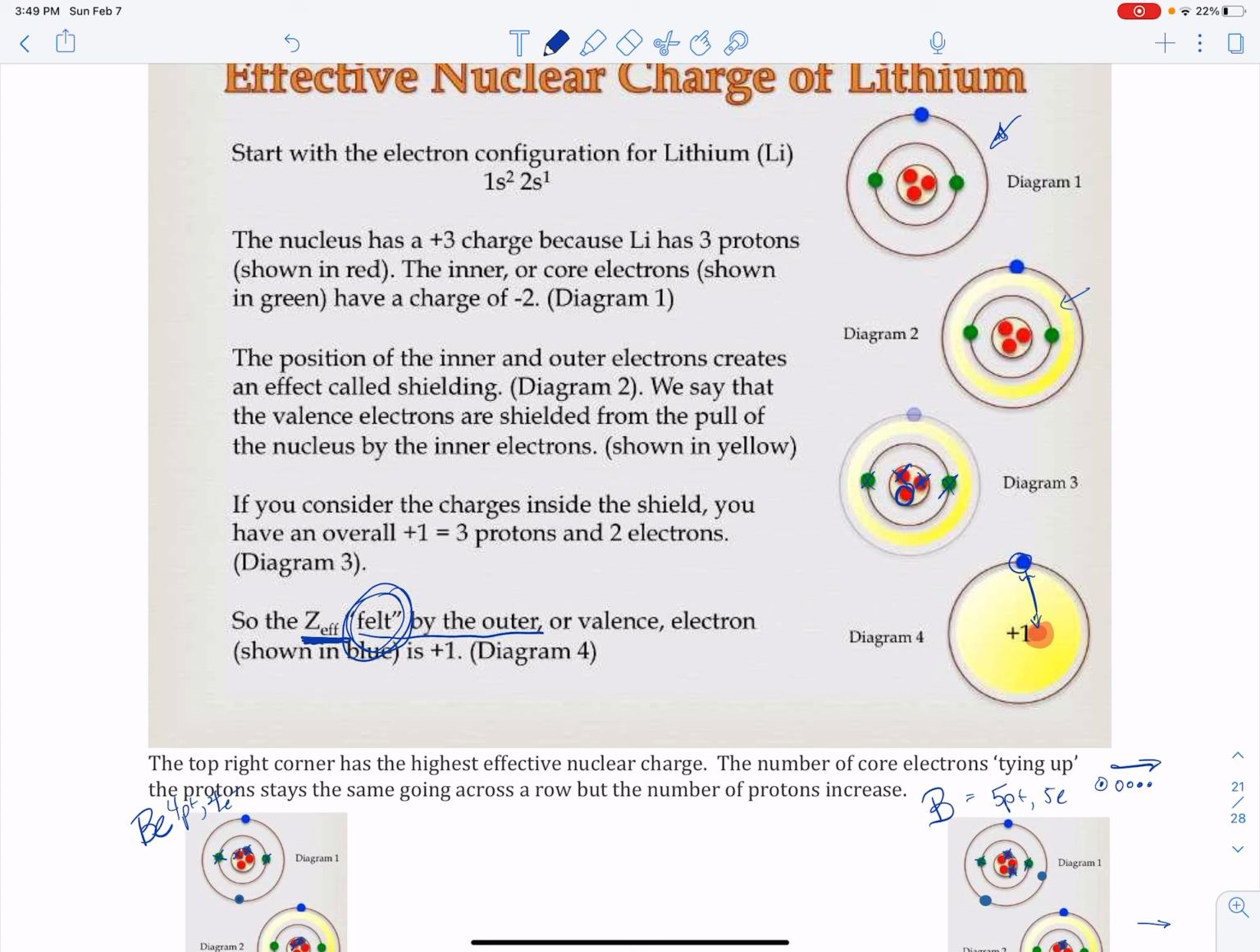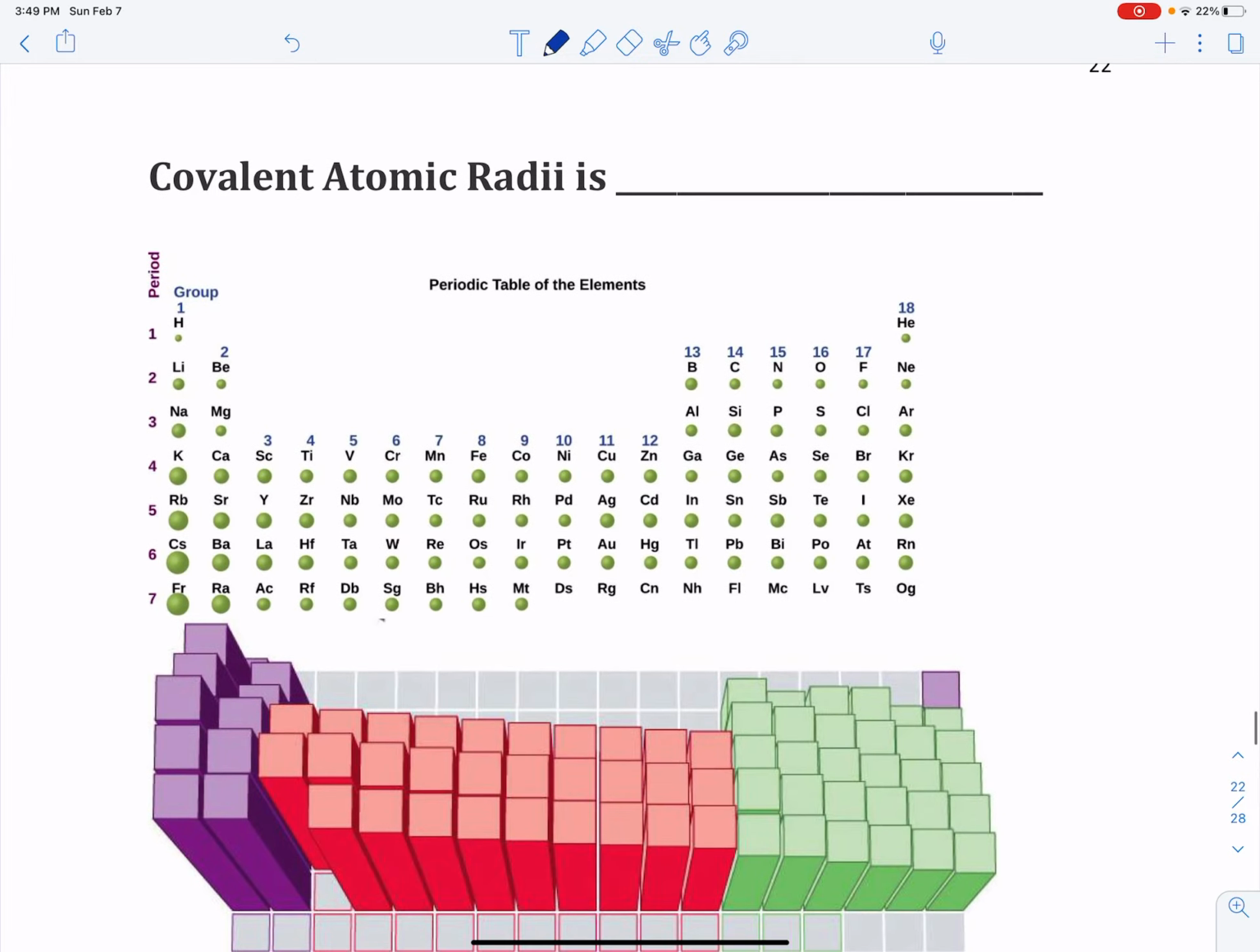All right, do you have to understand all of that to understand what's going on with trends? No, it's just an idea or a hook for the information to help you understand it. So we're going to go ahead and look at atomic radius next.